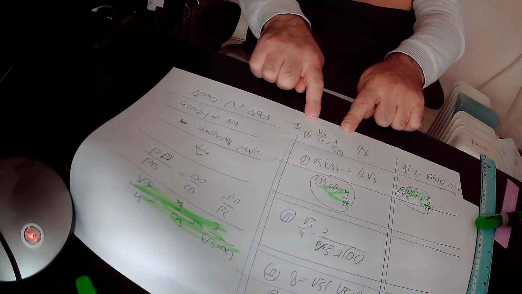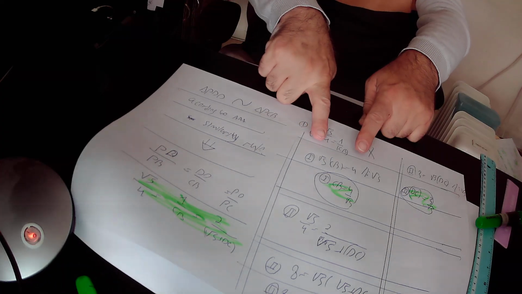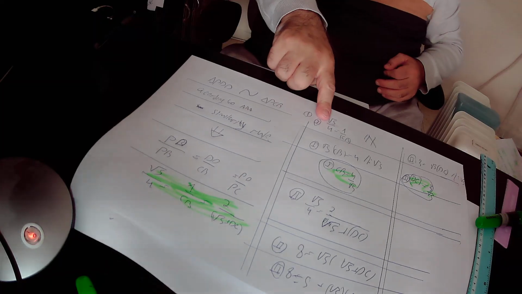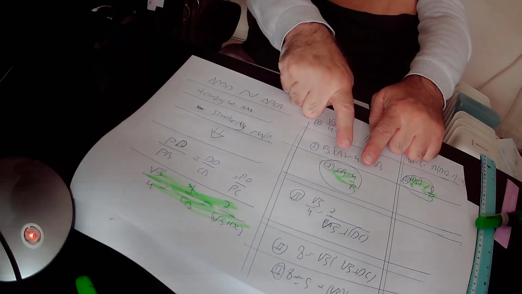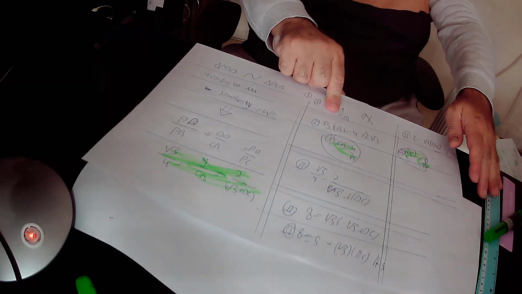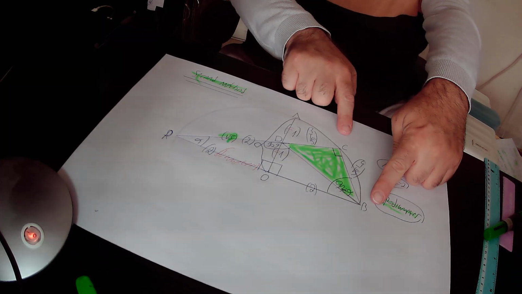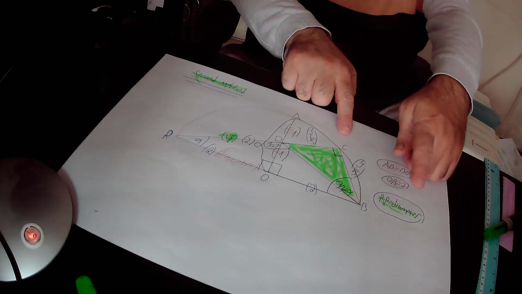We find that 1 times 4 is 4, which equals the square root of 5 times CB. Square root of 5 times CB equals 4. Here we divide the equation by square root of 5 and find that the missing side CB equals 4 over square root of 5 units in length.